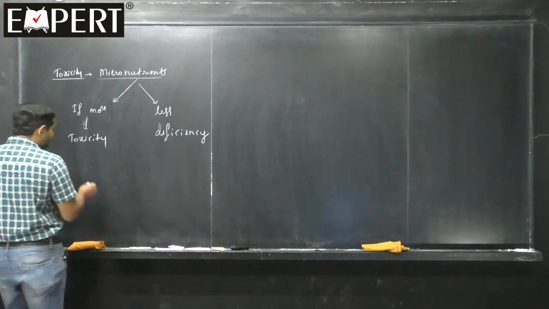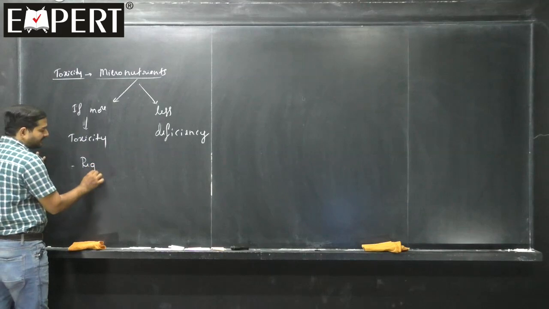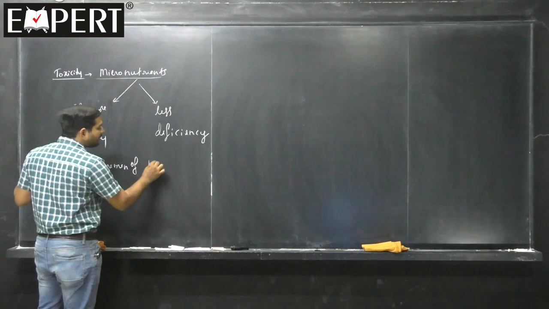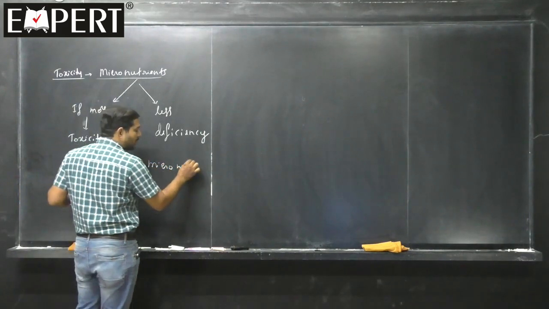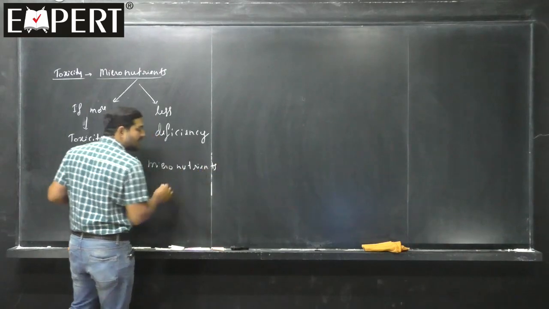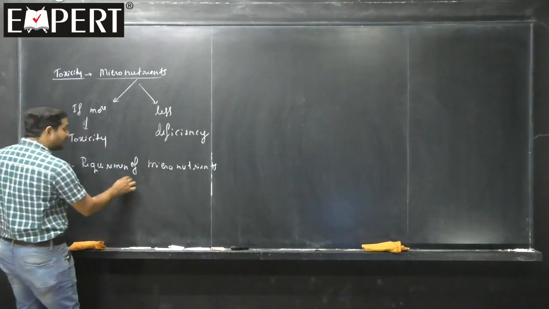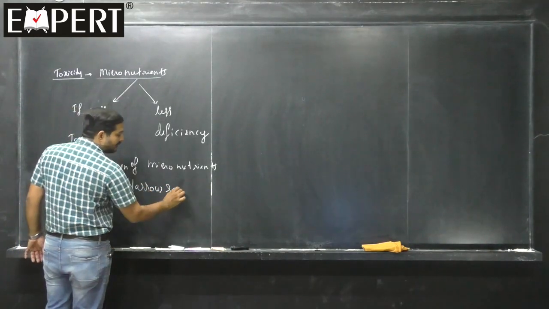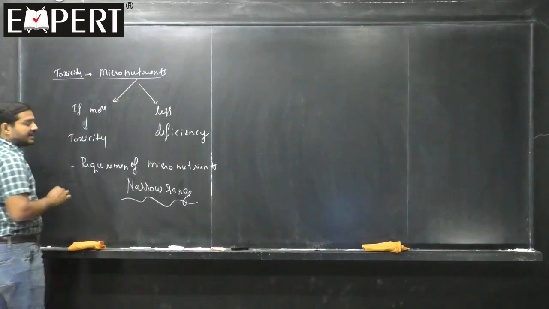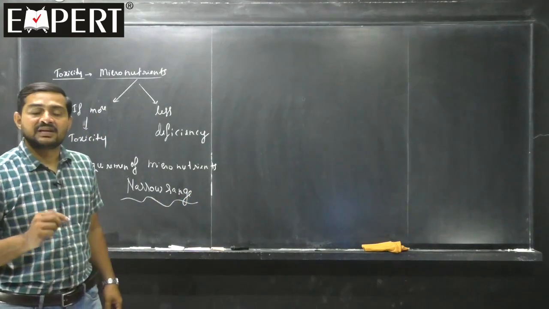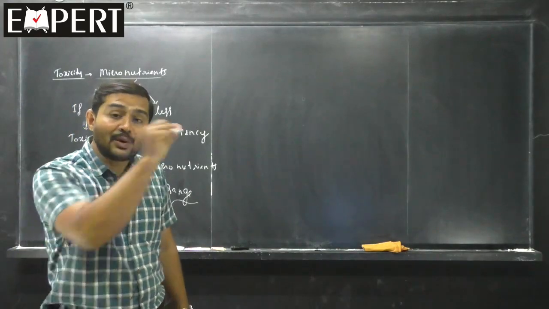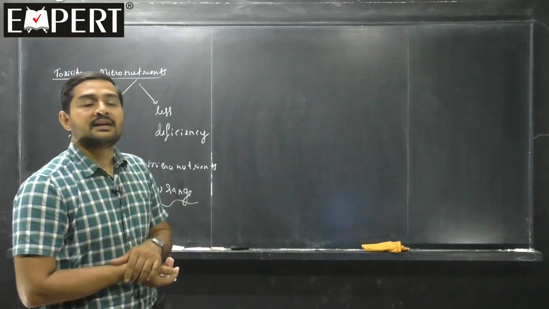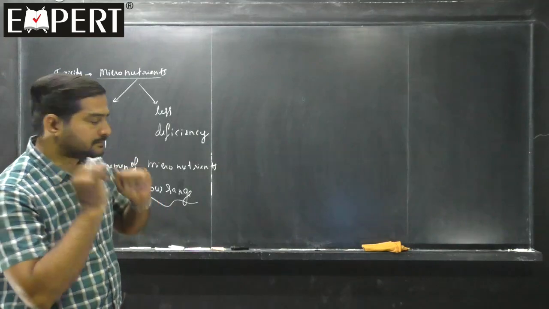So, the requirement of micronutrients, or the critical level of the micronutrient, is a narrow range. This word has to be noted down. The requirement of micronutrients is a narrow range, because if it is more, it leads to toxicity. If it is less, it leads to the deficiency symptom. Clear, right? Okay.